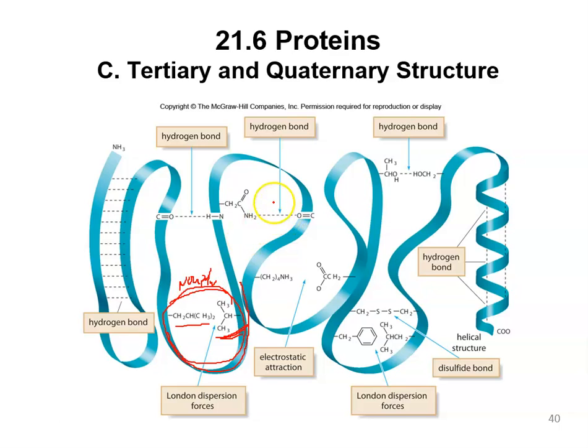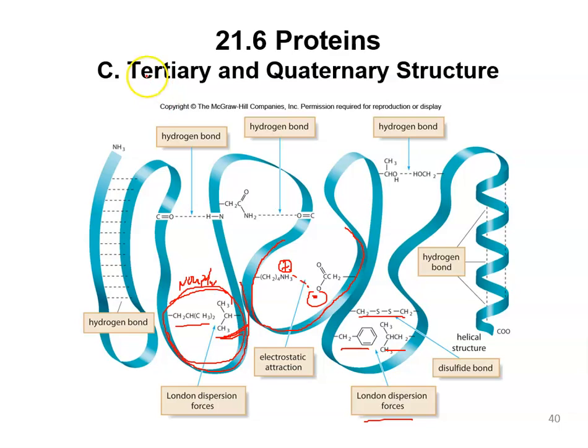Okay, here you'll have a hydrogen bond. Here you have an electrostatic interaction because you'll have a plus charge here and a minus charge there. So these two opposite charges attract each other. That's probably why we have this linkage or a bend right there. Same thing here: nonpolar with nonpolar, London dispersion, disulfide bridge, two sulfurs hooked together, hydrogen bonding.